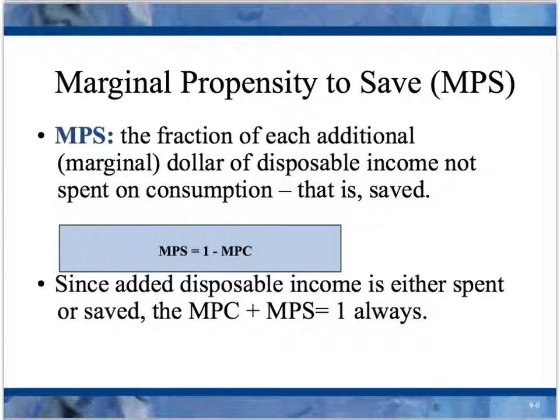Marginal propensity to save is the fraction of each additional dollar of disposable income not spent on consumption that is saved. So MPS can be defined as 1 minus MPC, and the sum of MPC and MPS is always equal to 1.